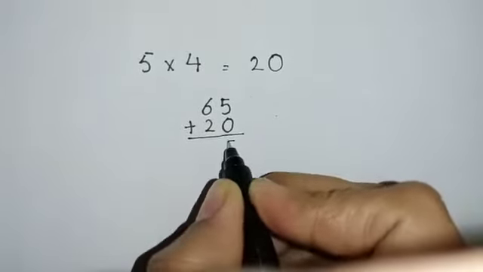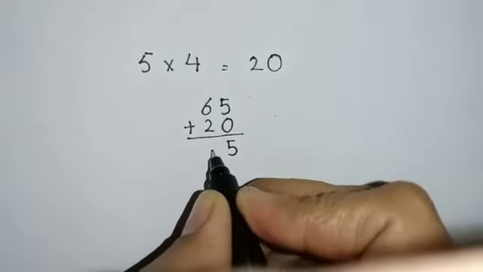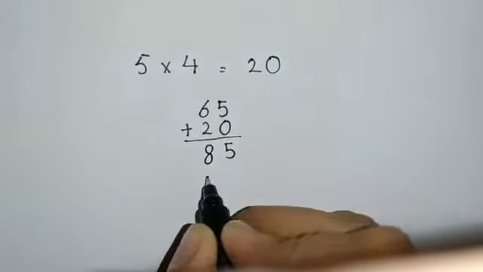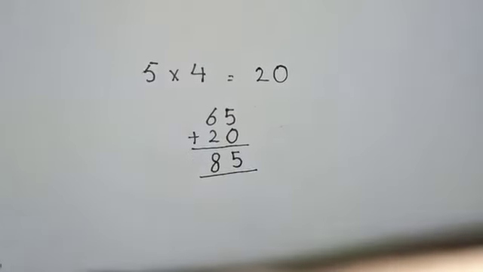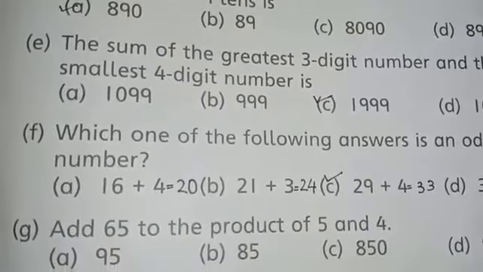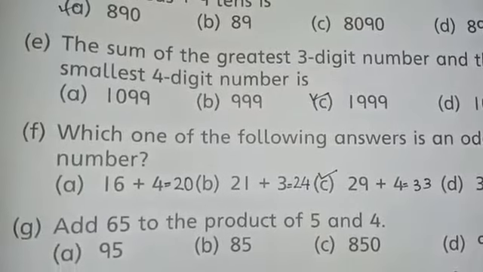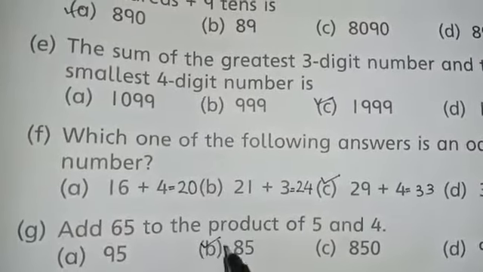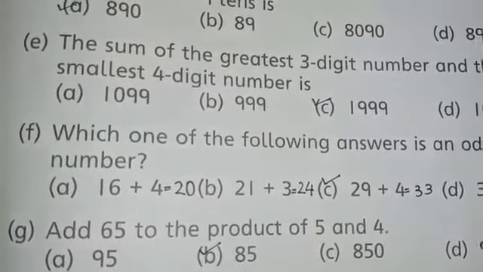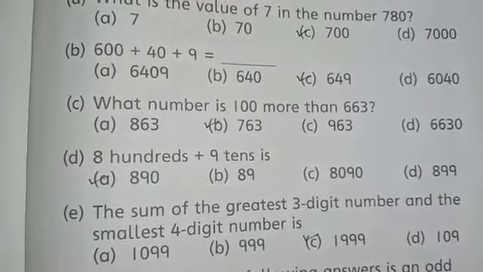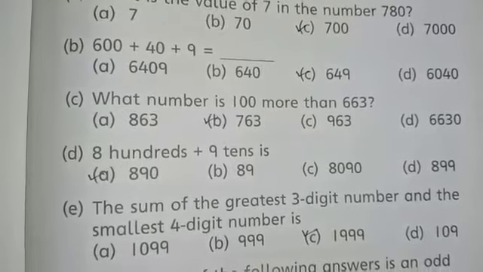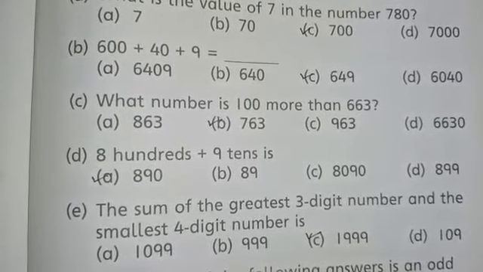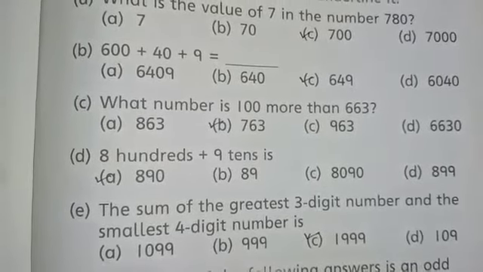5 plus 0, it's 5. And 6 plus 2, it's 8. So the answer is 85. Students, which one is correct answer? It's 85. So B is correct answer. So students, you will solve objective worksheet 1 of Countdown. It's page number 164. It's your classwork.